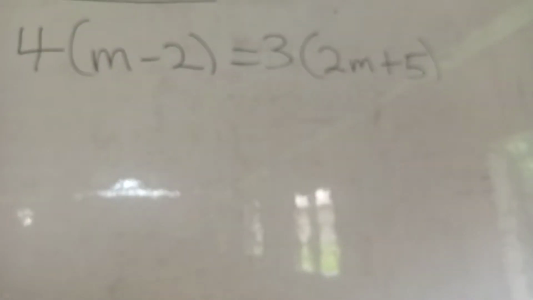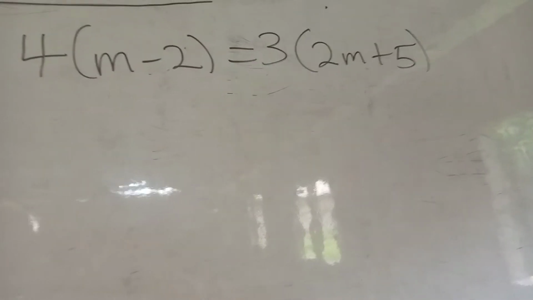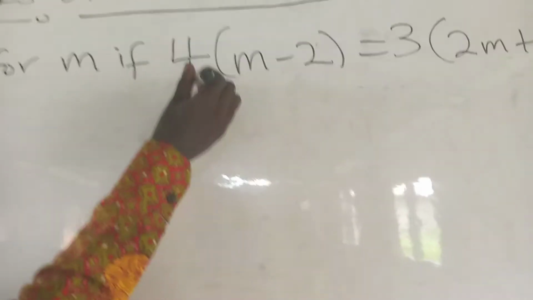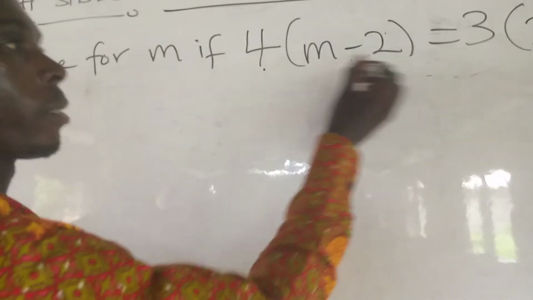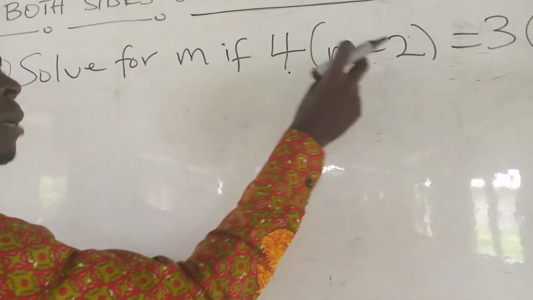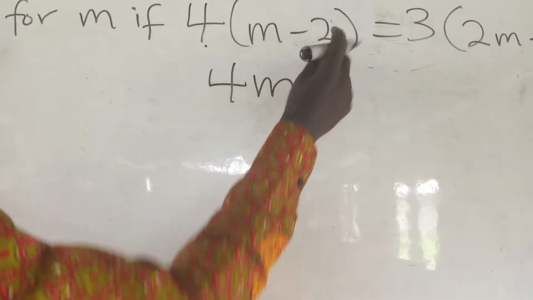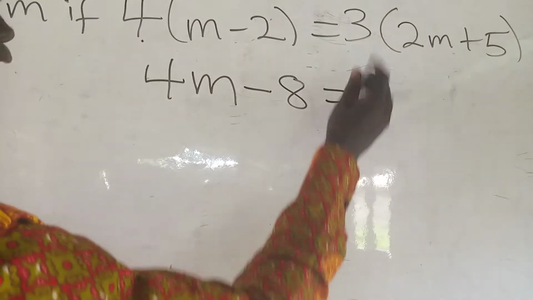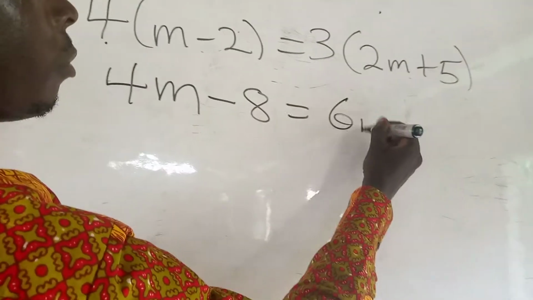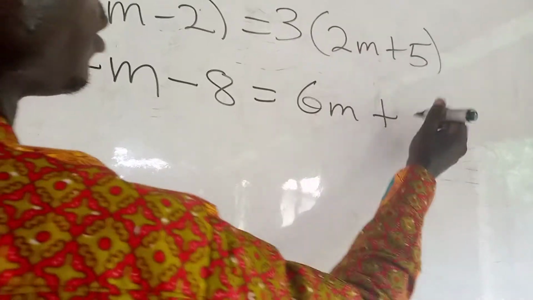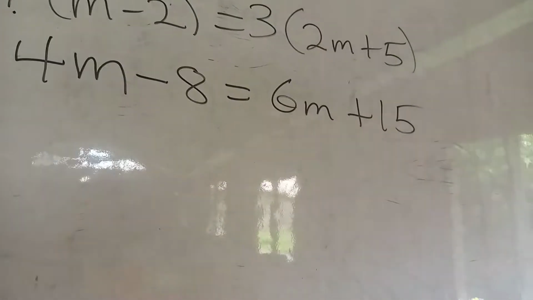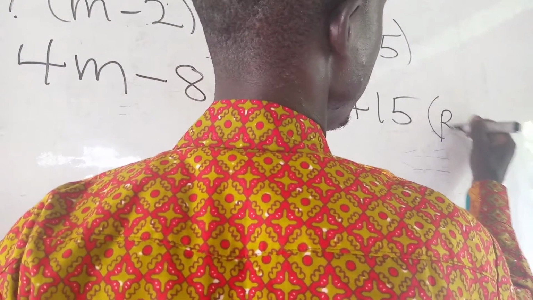Our first step is for us to remove our brackets, and you multiply this number by the numbers in the brackets. 4 times m, we are getting 4m. 4 times 2, we have 8, equal to 3 times 2m is 6m, plus 3 times 5 is 15. So we remove our brackets.